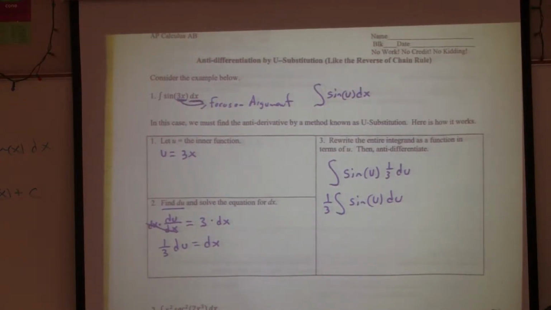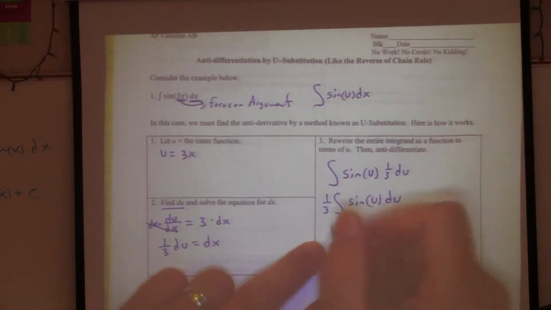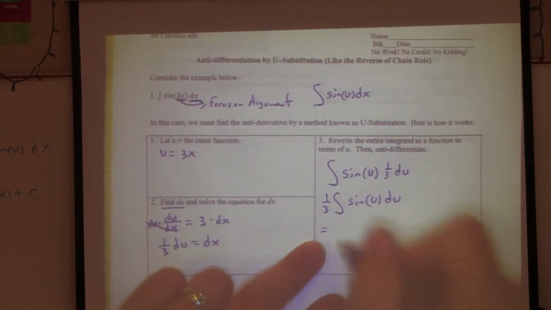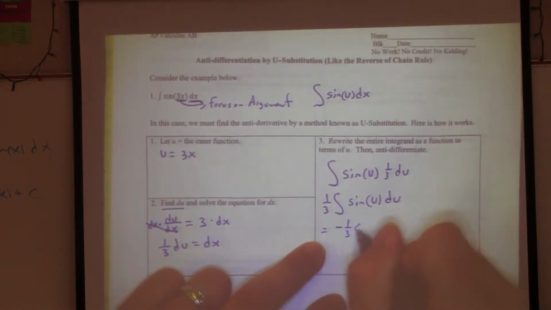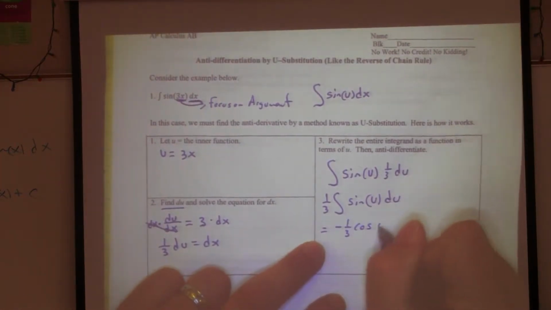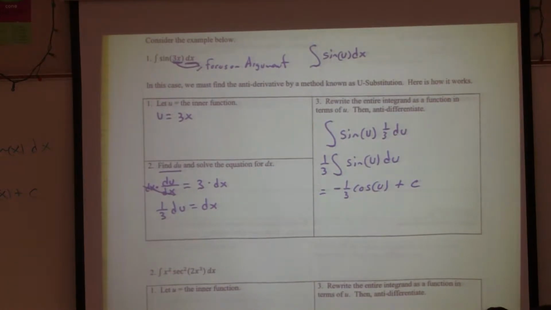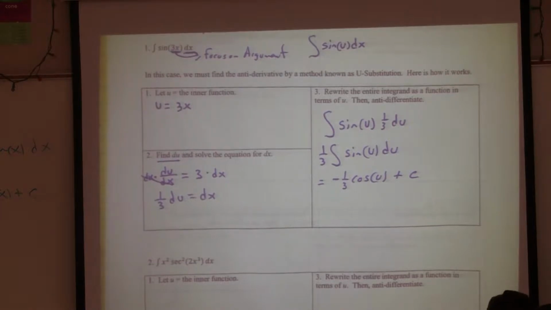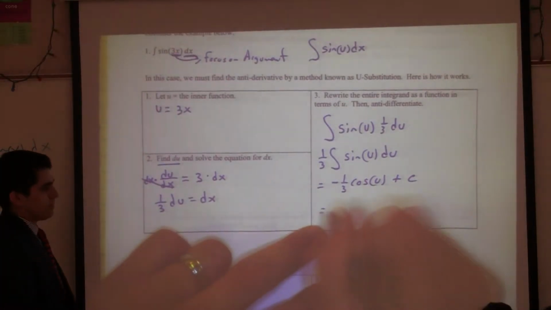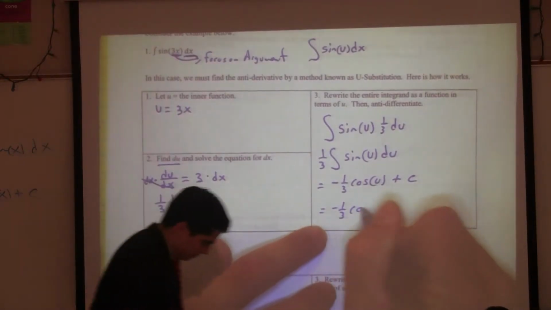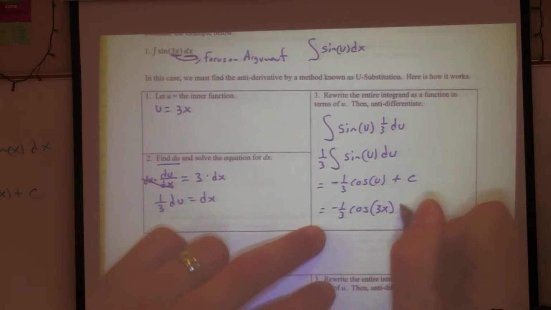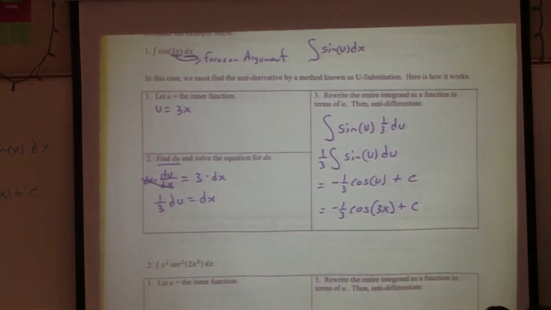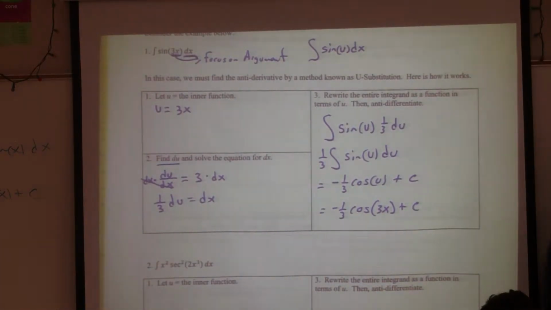So what's the integral of sine of u? Negative cosine, right? So we would end up with negative 1/3 cosine of u plus what? Plus c. What do you think the final step is here? Replace that u with that x. So we get negative 1/3 cosine of what? Cosine of 3x plus c. Yes.